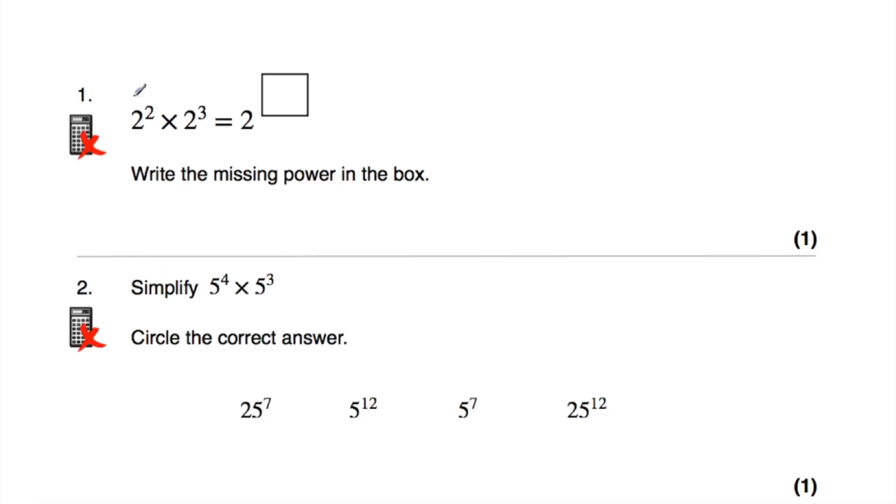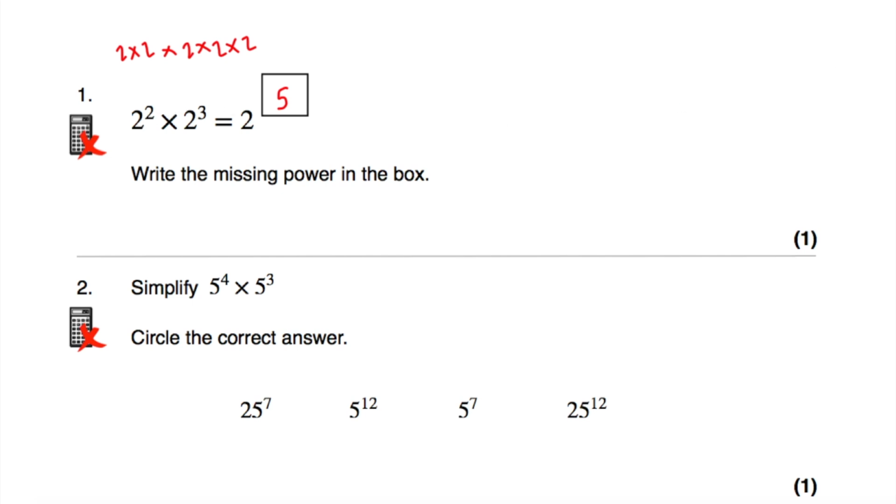Okay, so question number 1, we've got 2 to the power of 2, or 2 squared, multiplied by 2 cubed. So that's 2 times 2 for 2 squared, and then we've got 2 times 2 times 2 for 2 cubed, and then we're timesing them together, so that's 2 times 2 times 2 times 2 times 2, so that's 2 to the power 5. Or a quicker way is to just add the powers. 2 plus 3 is 5. So whenever you're multiplying things with the same base, you can just add the powers.